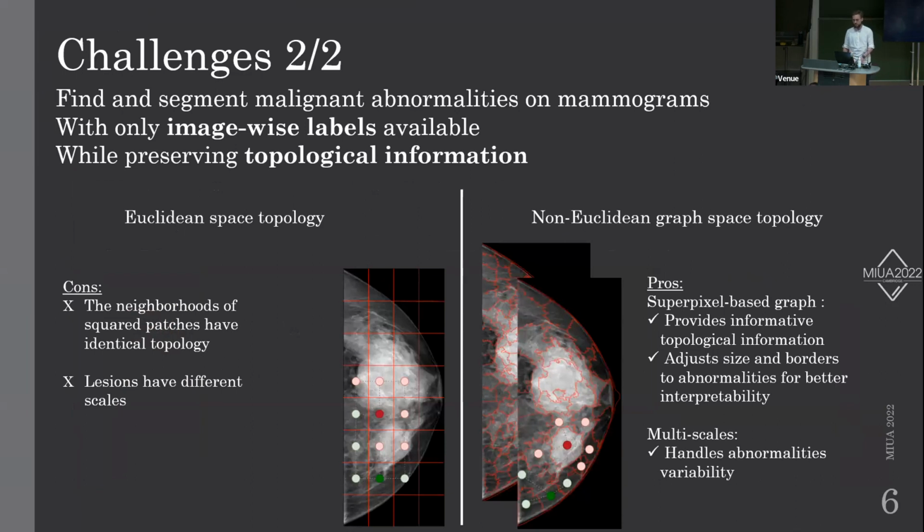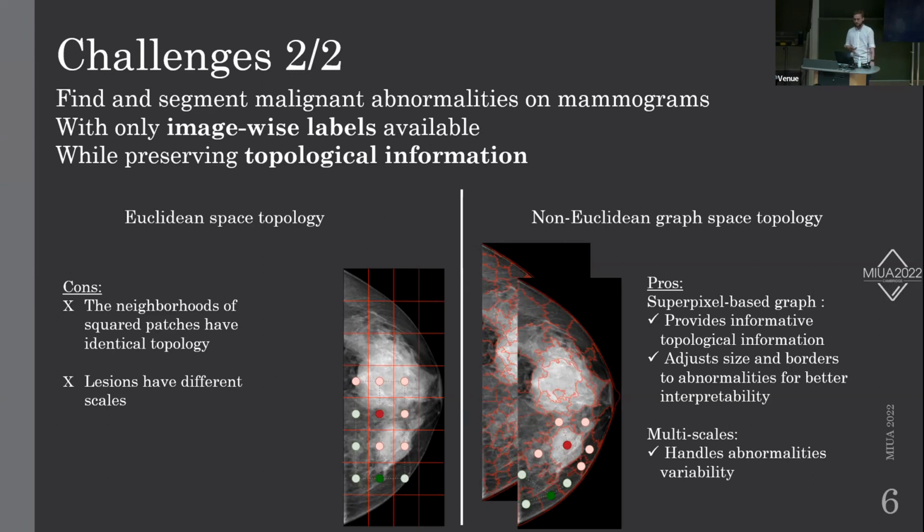A Euclidean method like a CNN with a patches approach or convolution does not preserve topological information. As we can see in this example on the left, we have patches, which could also be assimilated to pixels in the image, and all these patches have the same number of neighbors. So they all have the same topological information.